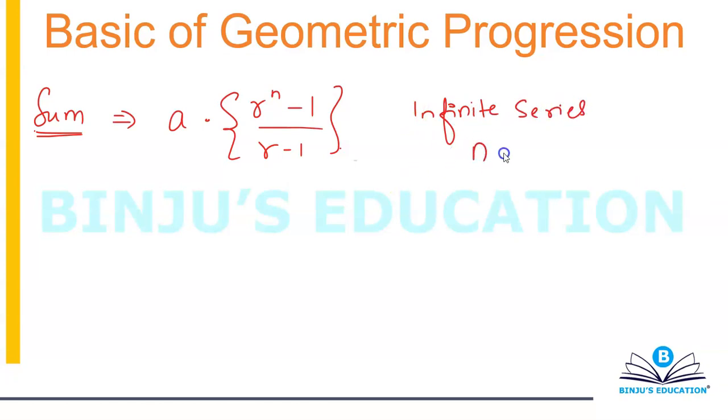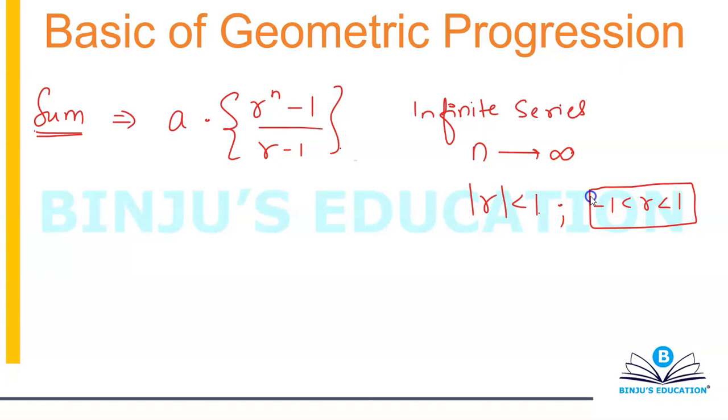Which means n is tending to infinity. N tending to infinity means n is a very, very big number. And mod of r is less than 1, which basically means that the value of r is between minus 1 and 1.